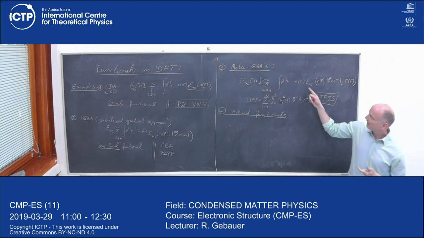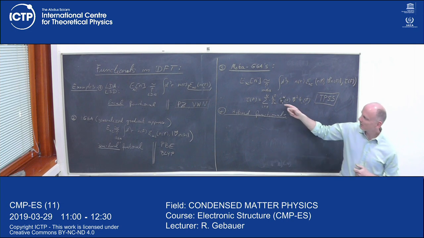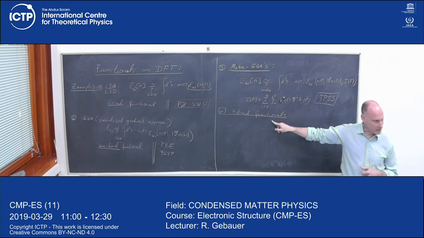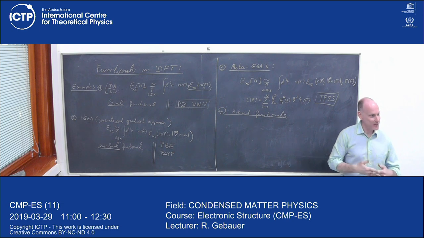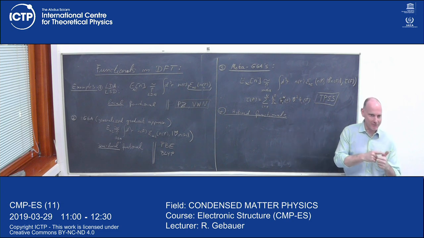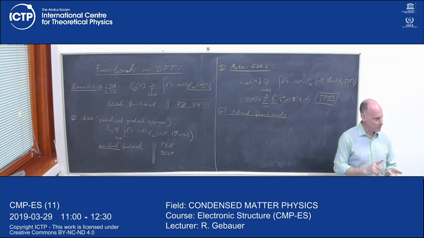When I said that the meta-GGAs are already not purely density functionals because you need the Kohn-Sham orbitals to know what this is, here you will see in a minute you also need the Kohn-Sham orbitals, but in a very explicit way, which will be clear in a minute. So this is number one: it depends very strongly on Kohn-Sham orbitals. And B, it is extremely slow.